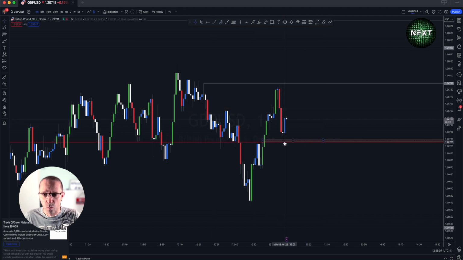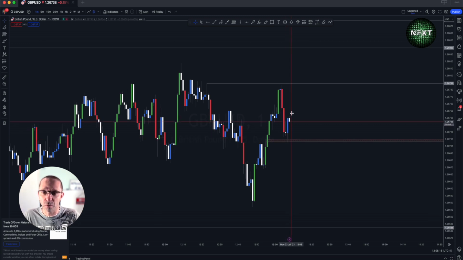We can see we've just wicked into this area, took the low, and closed back up as a bullish candle. Now there's nothing there yet to indicate to me that I'm going to go higher. What I really want to see is perhaps this area here. We've got a leftover area of imbalance in the market. What I'm looking for is the market to continue to push up, removing this area.